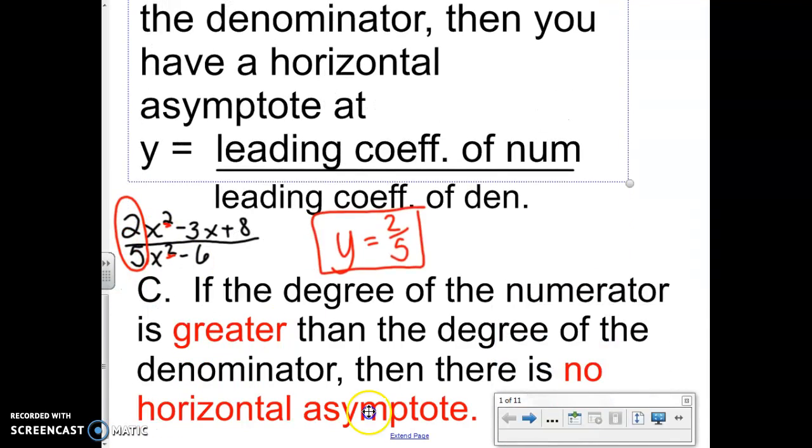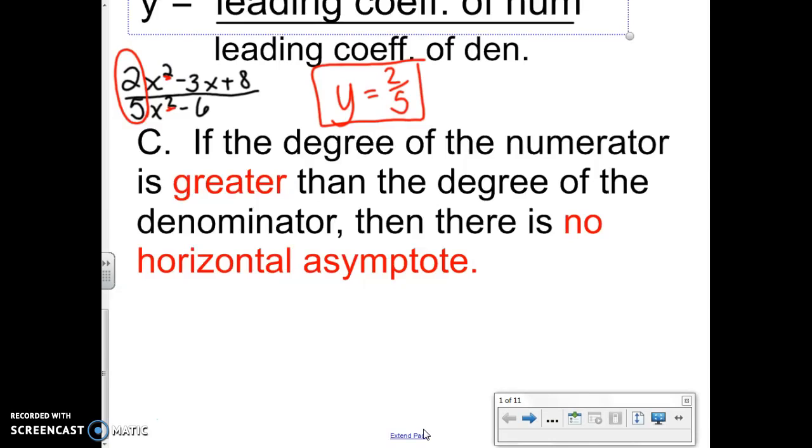All right, then the last option here is if the degree of the numerator is greater than the degree of the denominator, then there is no horizontal asymptote at all. There could be something called a slant asymptote. The slant asymptote is going to happen if the degree of the numerator is 1 greater than the degree of the denominator, and I'm going to show you how to get that in a moment. So if it's 1 greater, you have a slant asymptote, still no horizontal asymptote though. And if it's any more than 1, then there just plain is no horizontal asymptote at all.